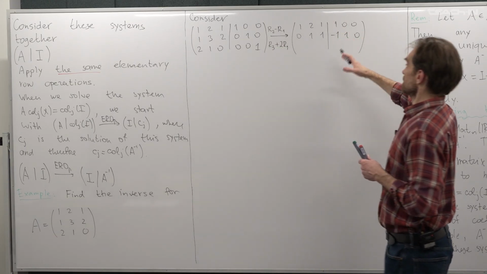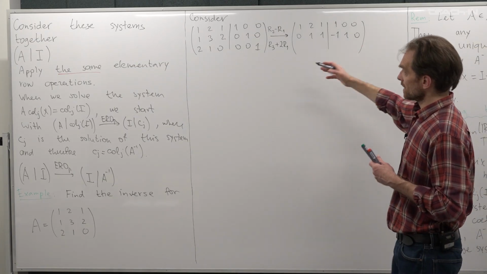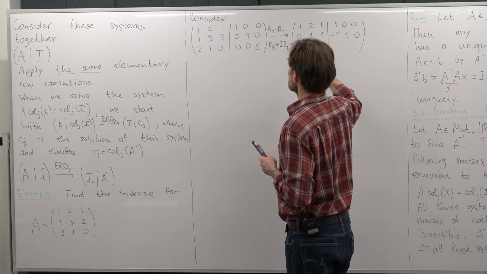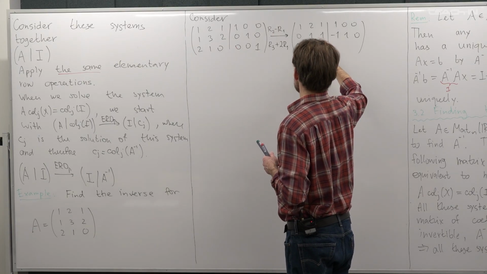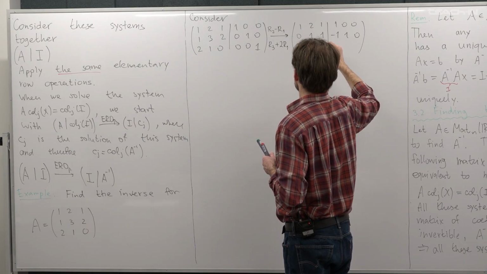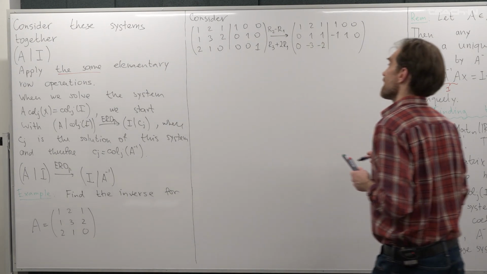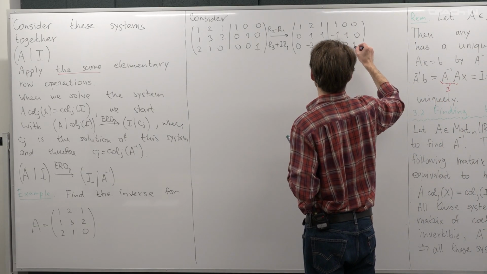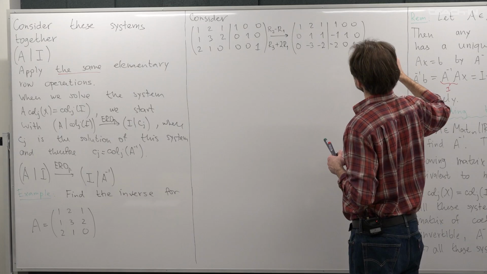So since these are just right-hand sides, I should apply the same elementary row operations to the matrix that is in the right-hand side as well. And so I get 0, then I get 1, minus 4, minus 3 here, then I get minus 2 here, then I get minus 2 here, 0 and 1. So this is what I get after the application of these two elementary row operations.